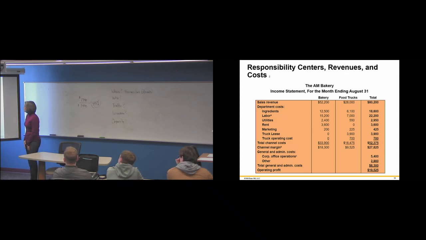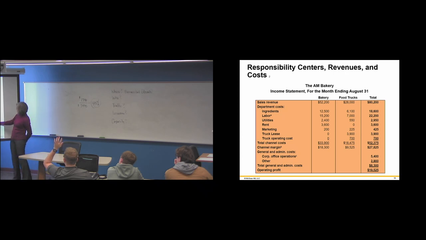Anyway, so you see the outcome here. We've got the bakery for the month, 18,300, contributing to total profit margin. Food truck doing okay, right? 95.25, and you can see that the total, if we just add up those two columns, we come down here. Now, we have general administrative costs that are not divided up between the bakery and the food trucks. Can anybody tell me why? It says corporate office operations, and then other, and then general and administrative costs, the total there is $8,300. And so you have to subtract those off of this margin, and you get profit of $19,525.